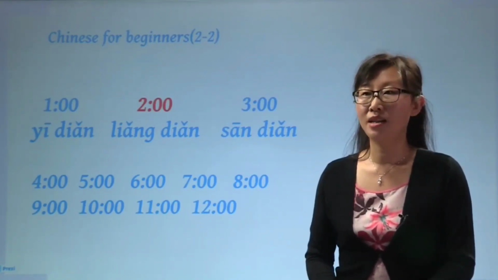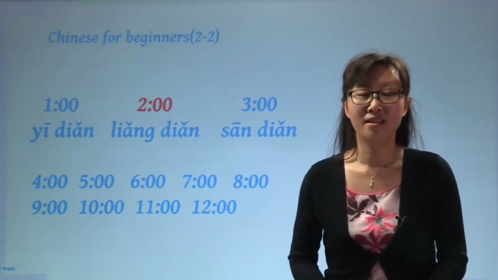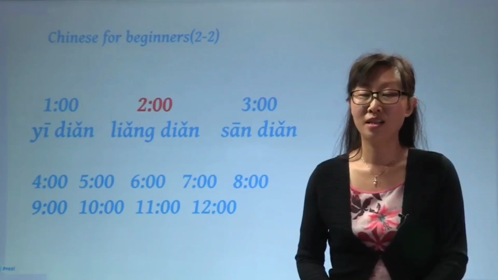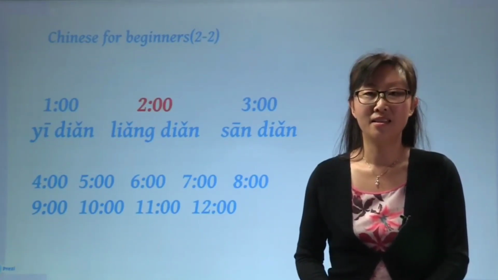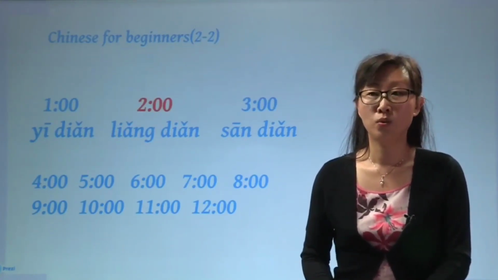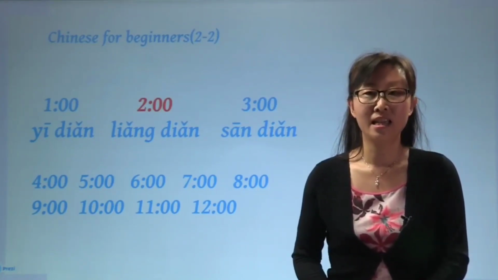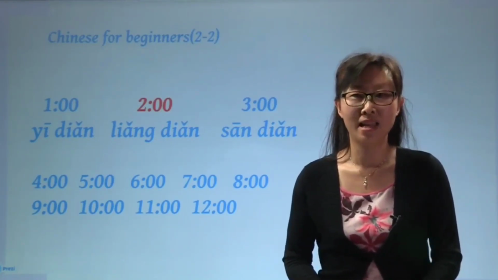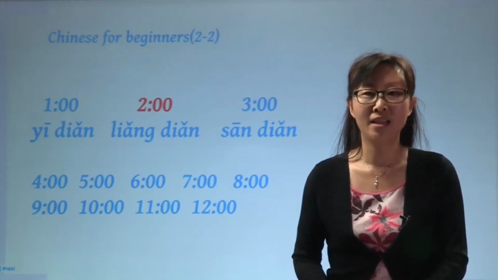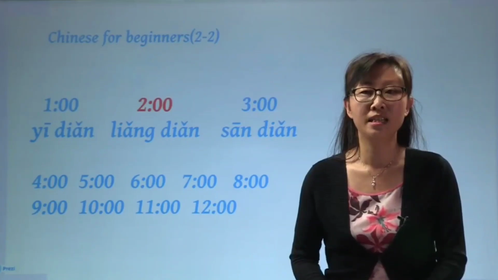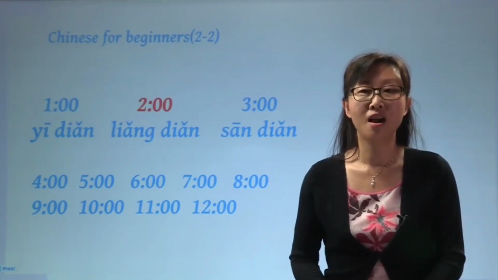And 3 o'clock is 3点. Can you try to continue? 4 o'clock, 4点. And then 5点、6点、7点、8点、9点、10点、11点、12点.